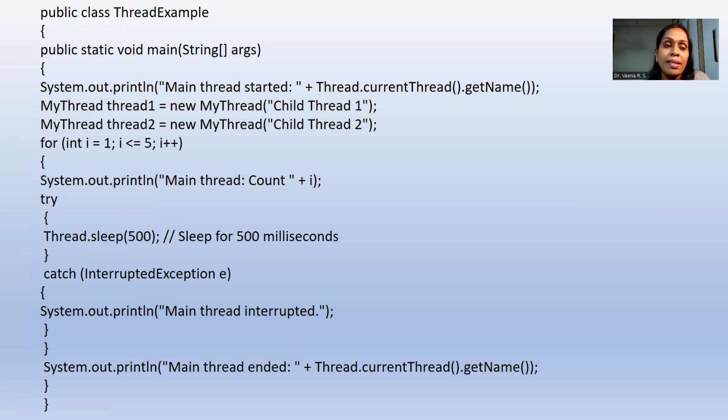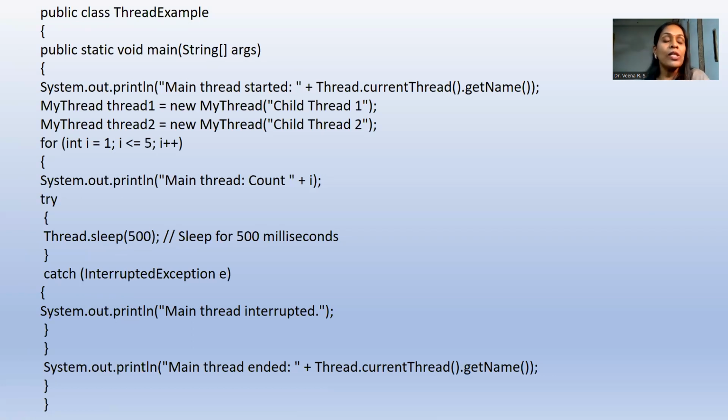And then you have written some business logic in the main thread also. For i equal to 1 to 5, it should display the main thread count, from 1 to 5. And again you want to give some delay in between, so you make use of the sleep method, as you did in the run method of the MyThread class. And lastly, you have written main thread ended, and the name of the thread, that is main thread, is displayed on the screen.